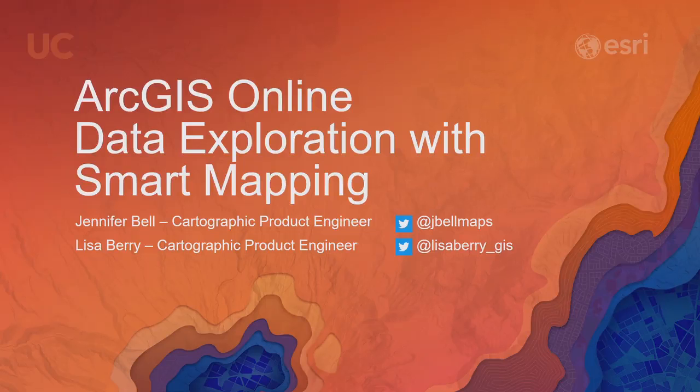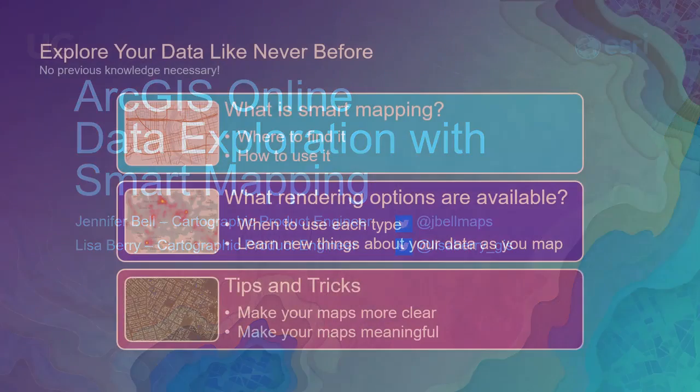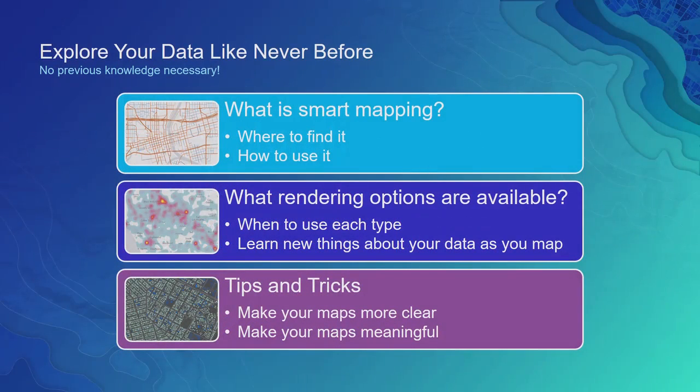All right, so in this session, we're going to teach you how to use smart mapping in order to explore your data. So first, we'll cover what smart mapping is, where to find it, and how to use it. Then we'll go over some of the rendering options and how you can use each type to explore your data sets. And then we'll end on a fun tips and tricks example where we go through what you just learned in an example.